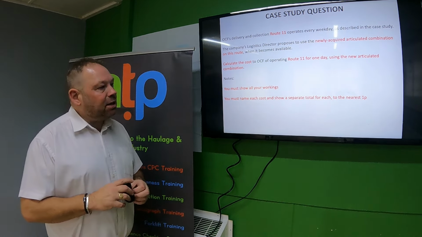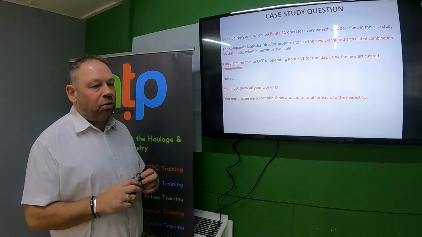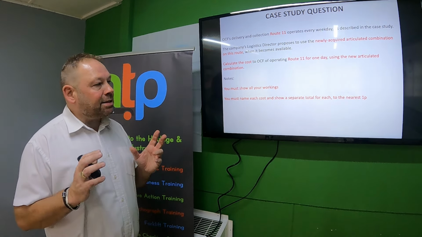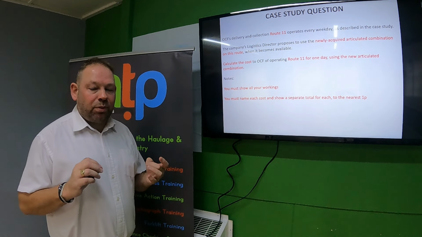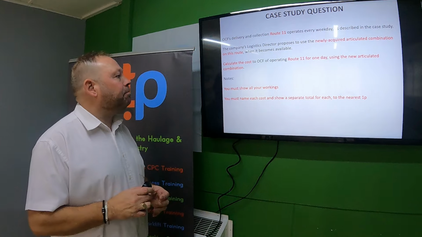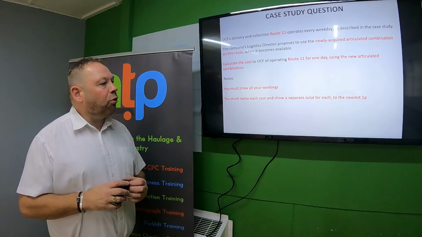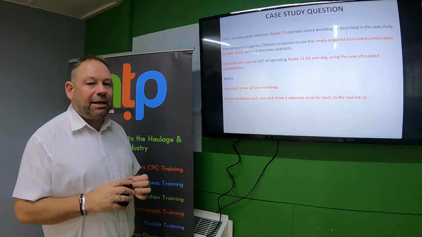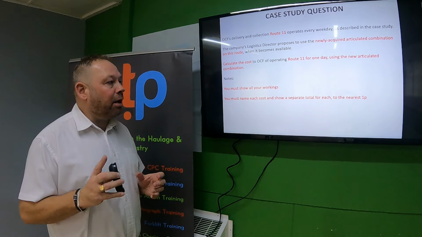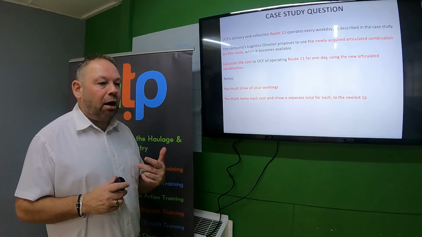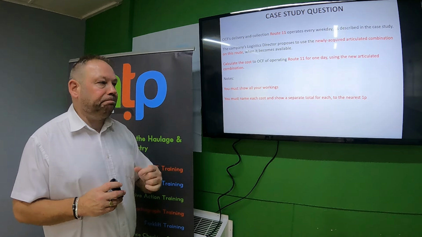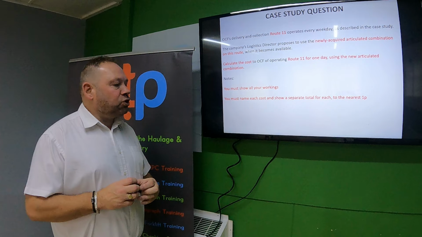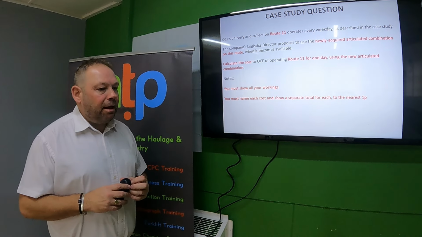Newly acquired articulated combination on this route. So it is an artic and it is new. So somewhere the information for that should be. Calculate the cost for route 11 for one day. So it's important that we remember that any standing costs that we are working out, we're going to use a one-day utilisation. You must show all your workings.